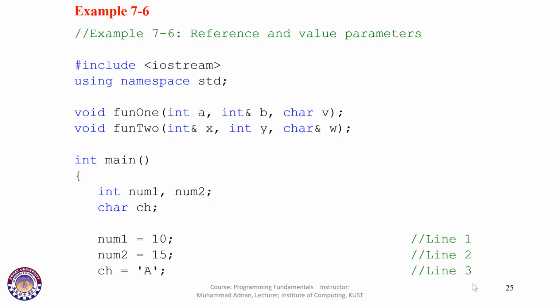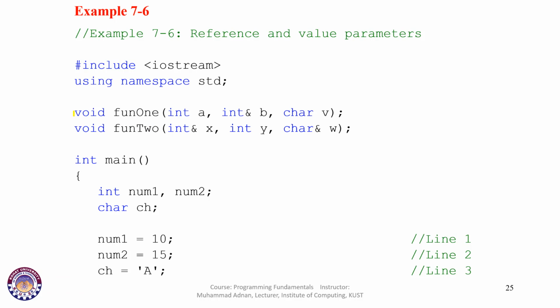Once again, we start our program by including the iostream file with a hash include, and then we are using the standard namespace called std. We have two function prototypes. The first one is function 1.